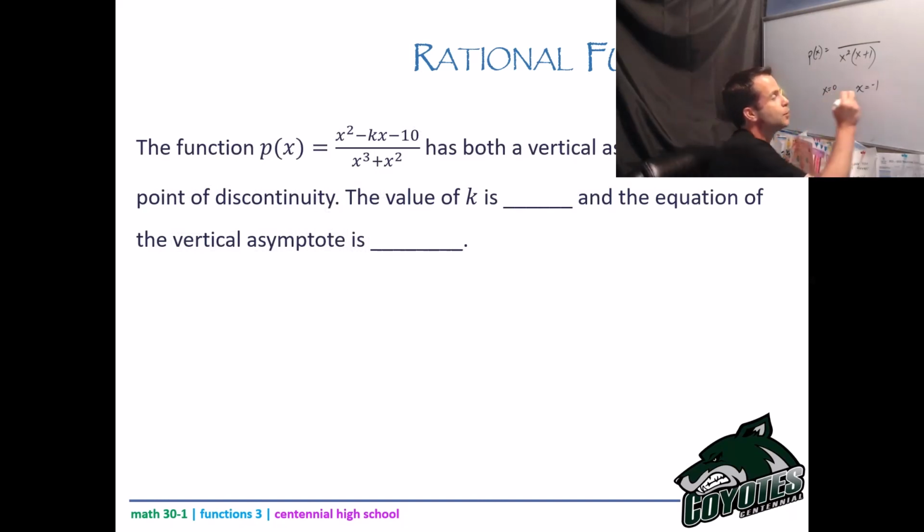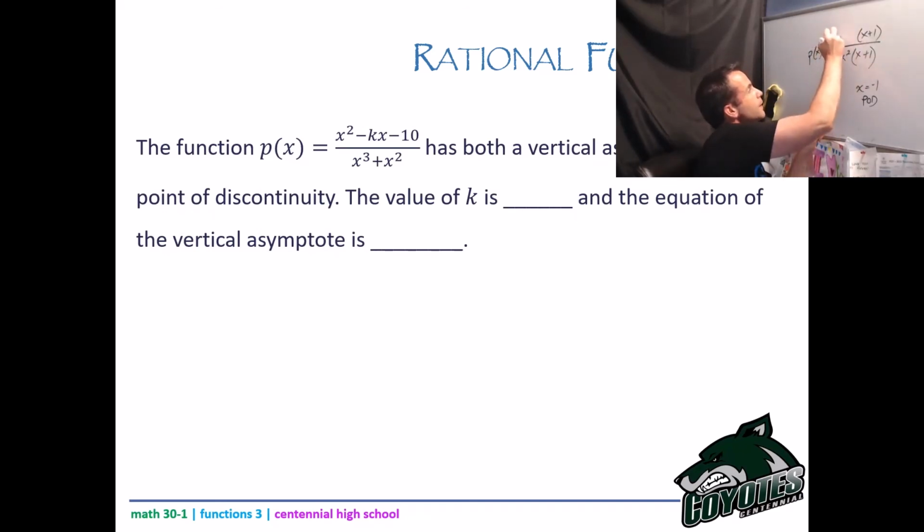My point of discontinuity has to come from the x equals -1. And then my vertical asymptote has to come from my x equals 0. So now I think to myself, okay, that means this guy up here has to have an x plus 1.